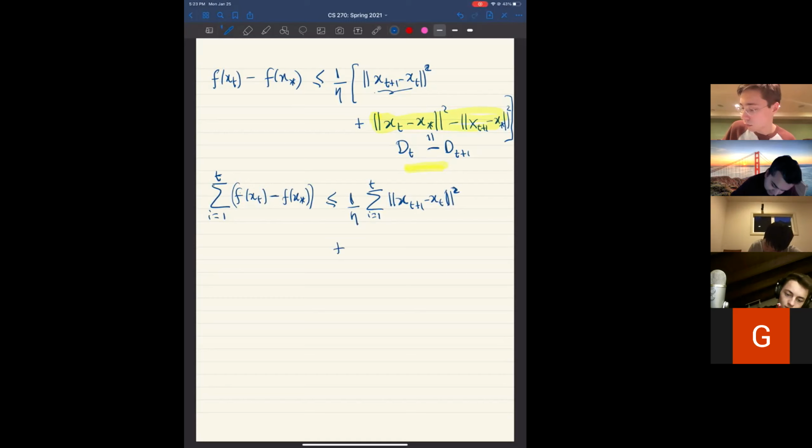The second term is nice, right? Something nice happened there. It was a difference of t and t plus 1. So when you add it up over all i from 1 through t, things neatly cancel out. And what you end up with is just the first term.